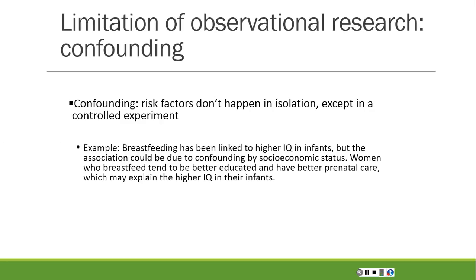Risk factors don't usually happen in isolation except in a controlled experiment. So most settings would have confounders. An example of this is that breastfeeding has been linked to a higher IQ in infants. But this association could also be due to confounding by socioeconomic status. Women who breastfeed tend to be better educated and have better prenatal care, and this could explain a higher IQ in their infants.